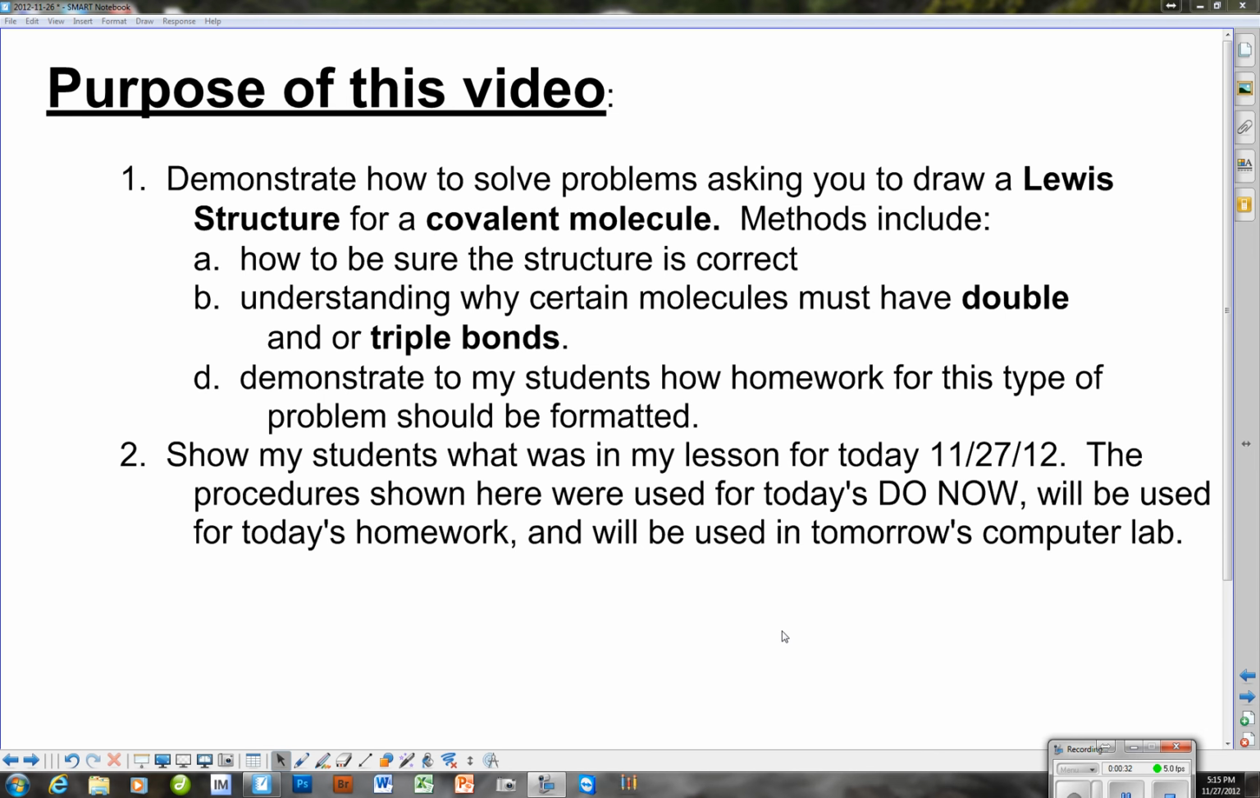to demonstrate to my students how homework for this type of problem should be formatted. I also want to show my students what was in my lesson today, and the procedures shown here were used for today's Do Now, will be used for today's homework, and will also be used for tomorrow's computer lab. So here we go.